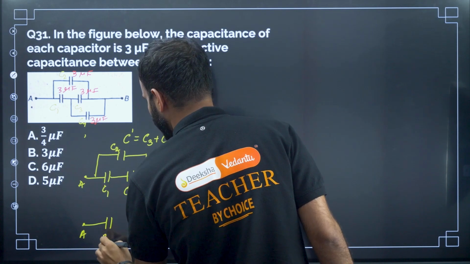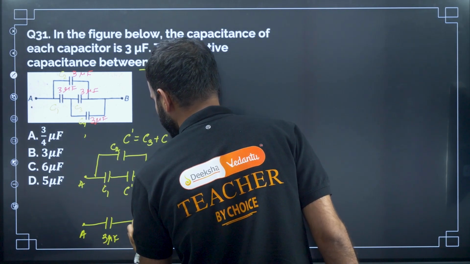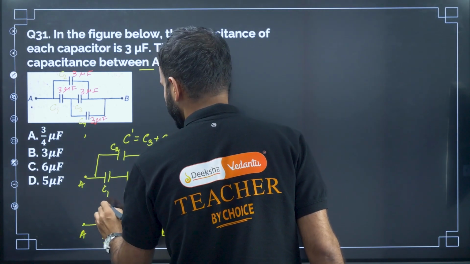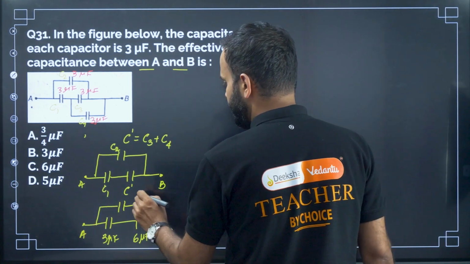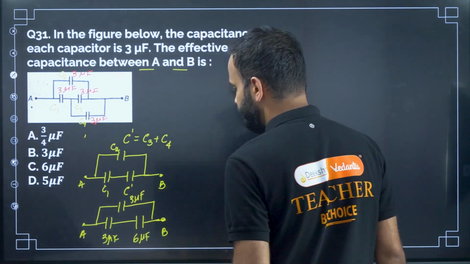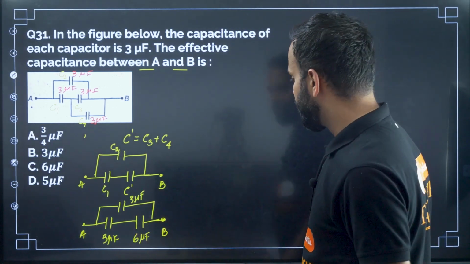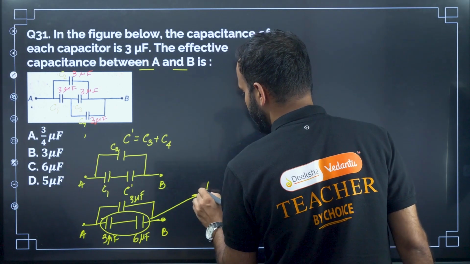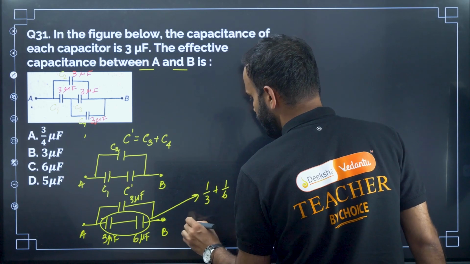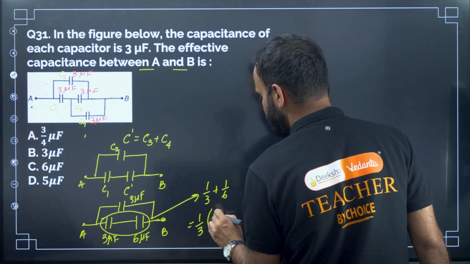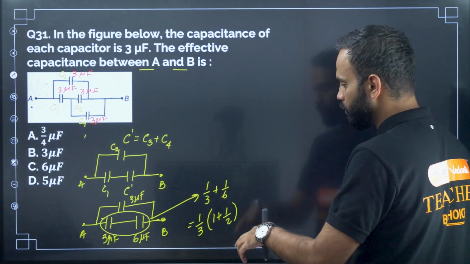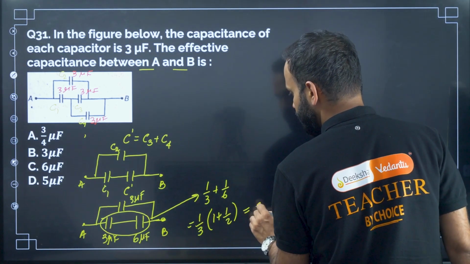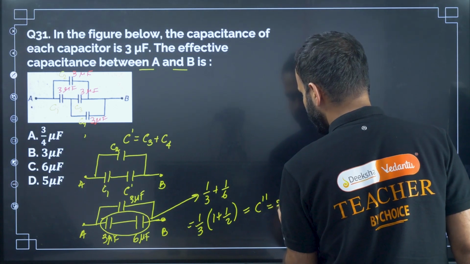Now 3 microfarad and then 6 microfarad, and then 3 microfarad. These two are in series, so the equivalent capacitance between them will be 1 by 3 plus 1 by 6. So 1 by 3 into 1 plus 1 by 2, which is 3 by 2. So 3 by 2 into 1 by 3 is 1 by 2, so this will be 2 microfarad. C double dash is equal to 2 microfarad.